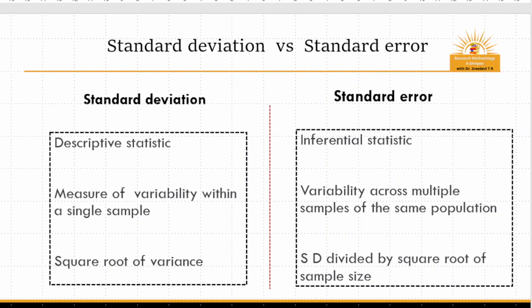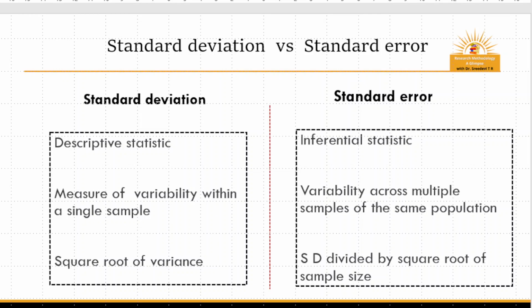Low standard deviation means data are close to the mean. High standard deviation means data are more spread out from the mean. That is, large standard deviation shows larger variability around the mean. Standard error is the variability across multiple samples of the same population, that is, how far the sample mean is from the population mean. If multiple samples are drawn from a single population and studied, there may be a difference between sample mean and population mean. Then the next difference is in the calculation.